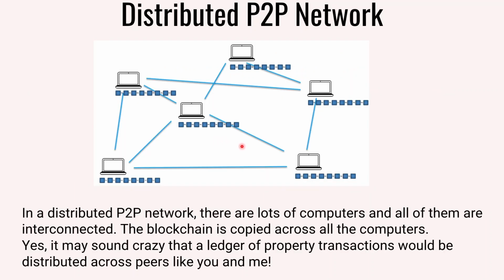In a distributed peer-to-peer network system, there are lots of computers and each of the computers is connected. It may sound crazy, but let's think about how the blockchain is delivered or accessed by the computers. Yes, it's weird to think that the blockchain is copied across all the computers. Yes, each computer has its own blockchain. This one has the blockchain, this one has the blockchain. This is written here: the blockchain is copied across all the computers.